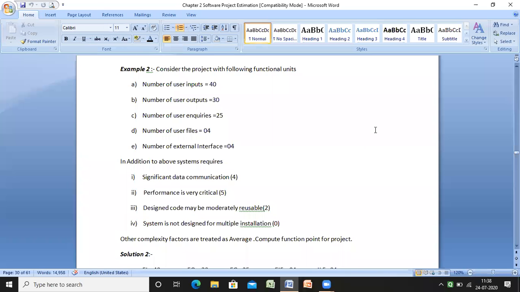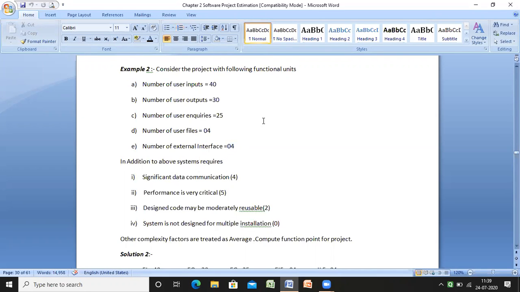Today we are going to take another example for function point analysis, and the question is like that. Consider the project with following functional units. User inputs, that means EI equal to 40. User outputs, that means EO, is equal to 30. Number of inquiries is 25, that is EQ is 25. Number of user files is 04, and number of external interfaces is 04. So these are the functional units.